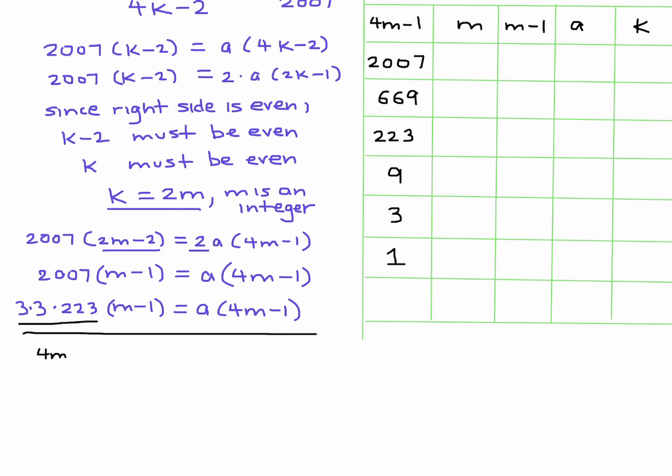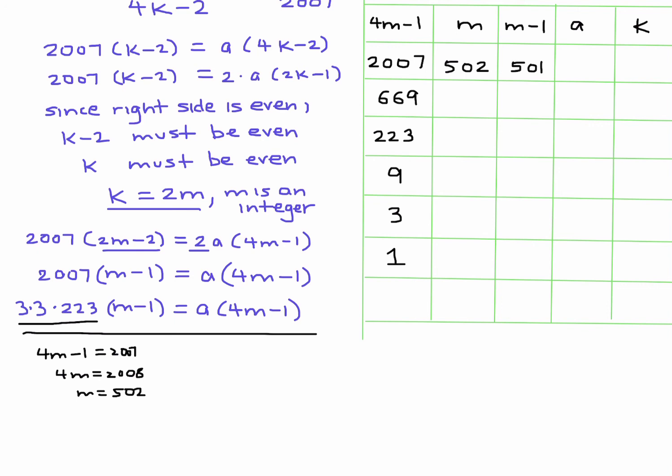4m minus 1 is equal to 2007. So that means 4m is equal to 2008, and therefore m is equal to 502. So 502 goes here. Therefore m minus 1 is 501. Correct?